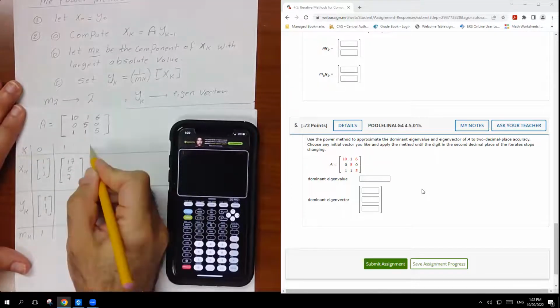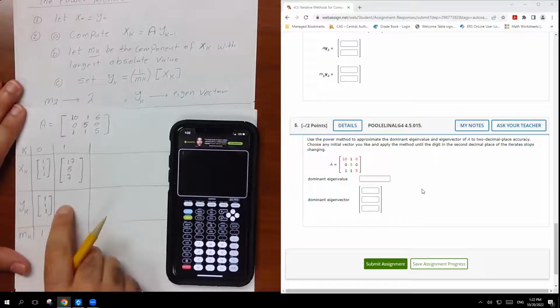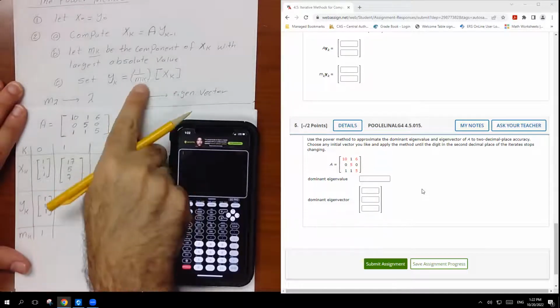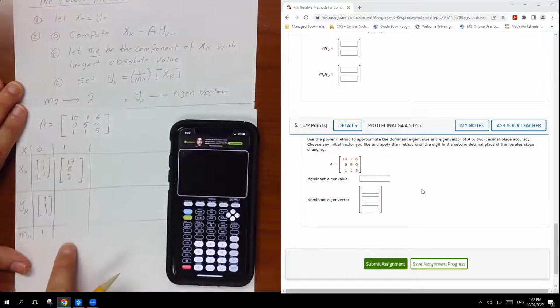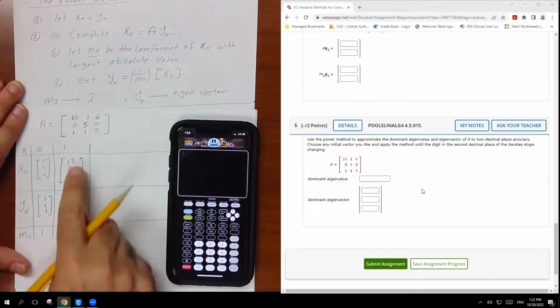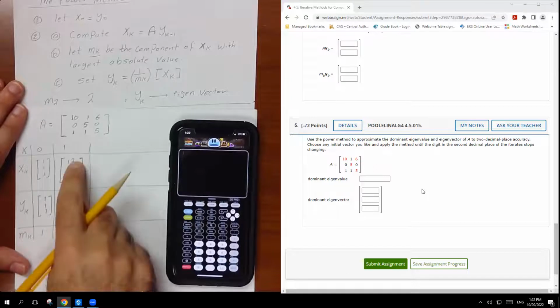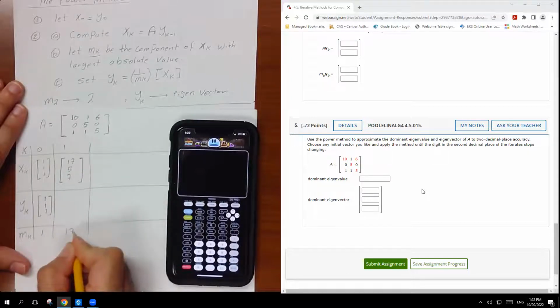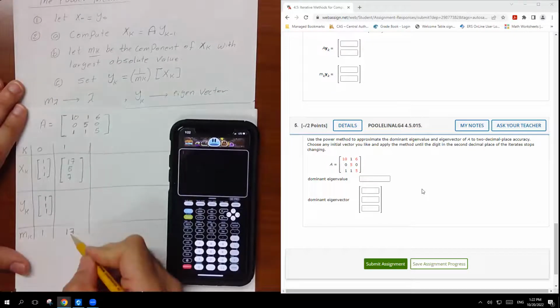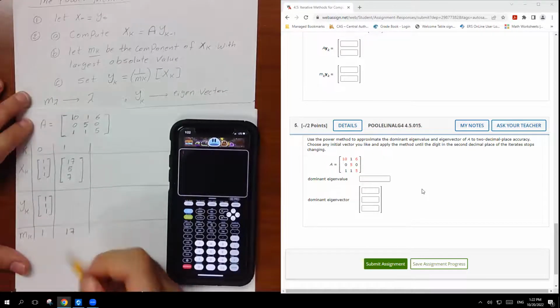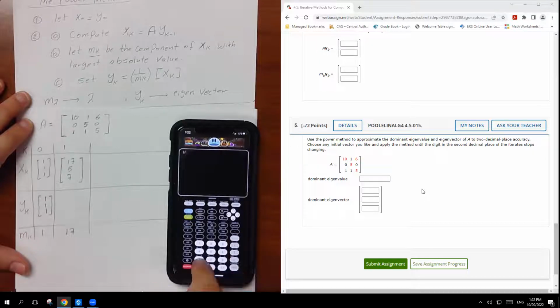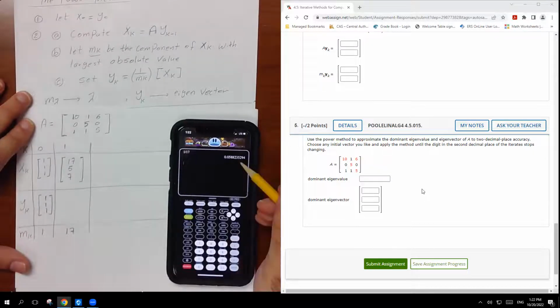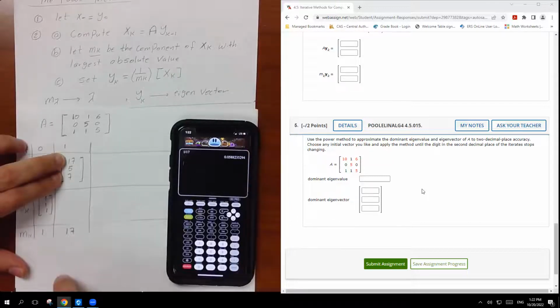Now we need to find yk. How are we going to find yk? 1 over the eigenvalue. The eigenvalue here is the dominant one, which is 17, meaning the large one. Then we're going to multiply 1 over 17, which is 1 divided by 17, by xk here. So 1 over 17 times 17 is going to be 1.